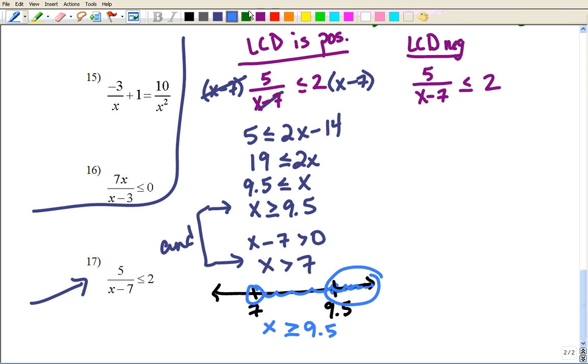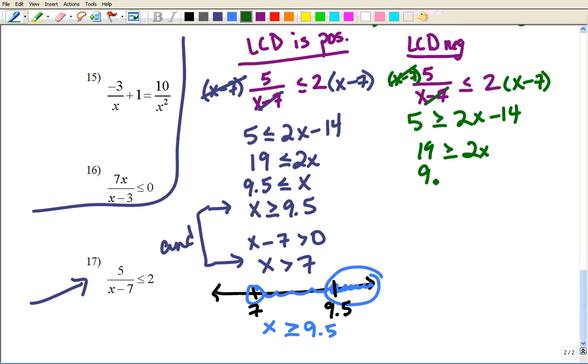Now let's look at the negative. Whenever we multiply both sides by x minus 7, that cancels. So we have 5 is less than or equal to 2x minus 14. Again, add the 14, you'll get 19. Oops, don't forget to switch the sign. When you multiply by a negative, you switch the sign. Then divide by 2, and again you get 9.5, but this time it's x is less than or equal to 9.5.